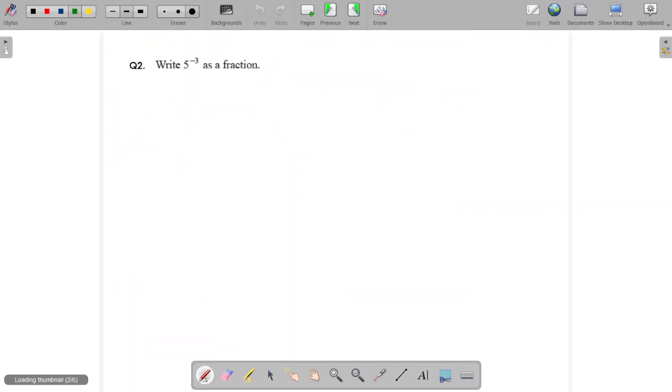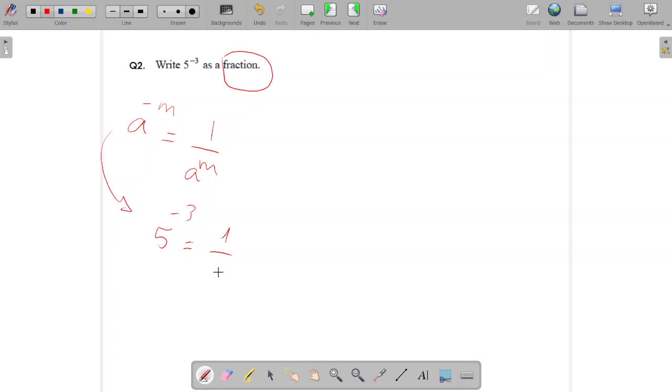The next question is asking you to write 5 to the power of minus 3 as a fraction. You have a very big, famous rule about indices that you forgot. It says that if you have a to the power of minus m, it can become equal to 1 over a to the power of m. So when you apply this rule, you will discover that 5 to the power of minus 3 could be expressed as a fraction. Remember, he asked you to do it as a fraction: 1 over 5 to the power of 3.